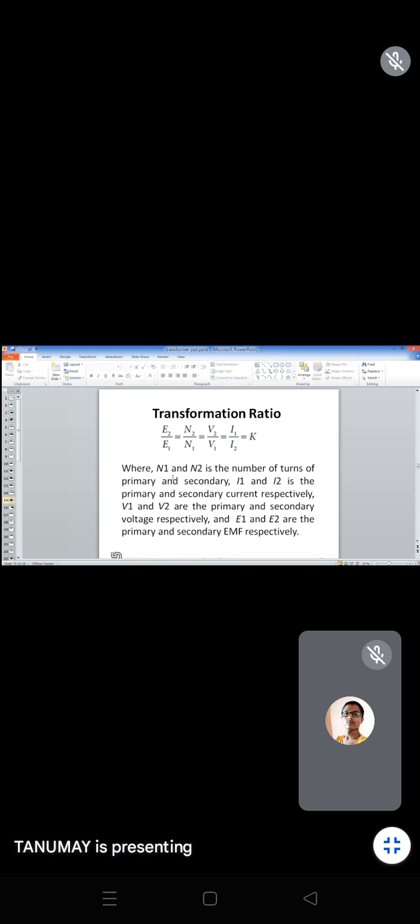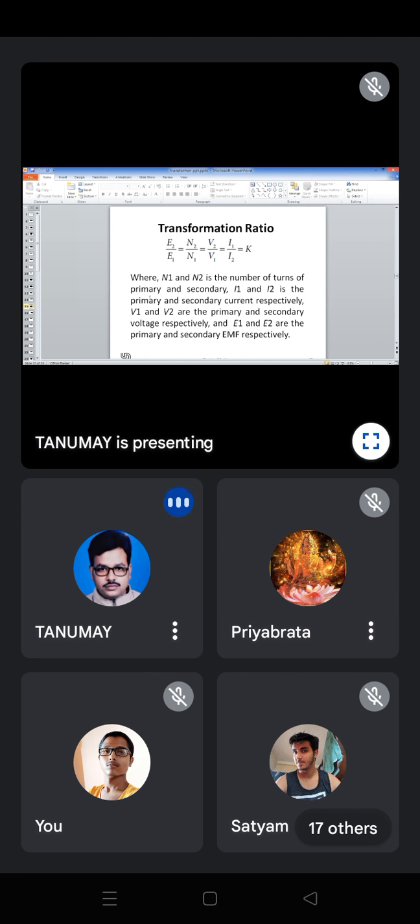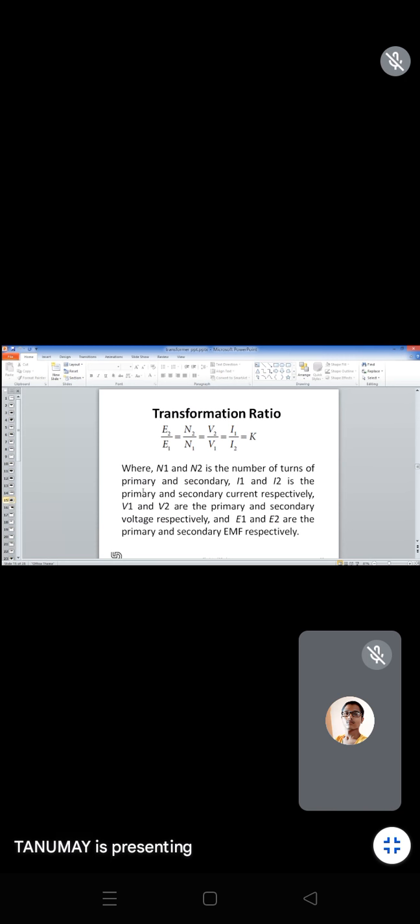So now what is transformer ratio? Transformer ratio, that means I told you about different parameters: E2 is the induced EMF of secondary side, E1 is the induced EMF of primary side, N2 is the number of turns of secondary side, N1 is the number of turns of primary side, V2 is the induced voltage over secondary side, and V1 is the supply voltage applied over primary side, I1 is the primary side current, I2 is the secondary side current.